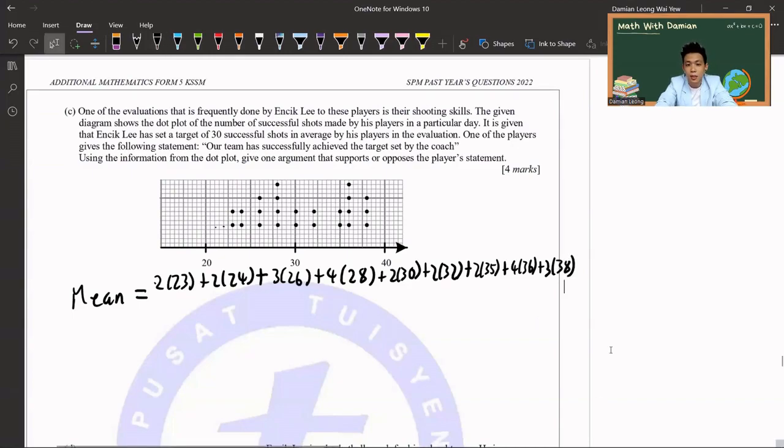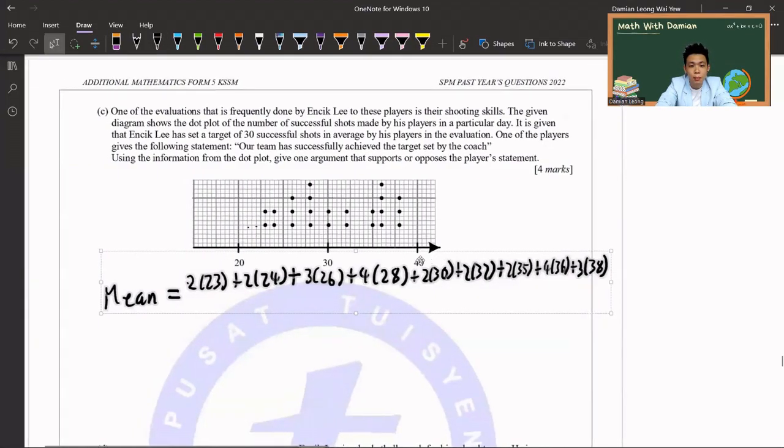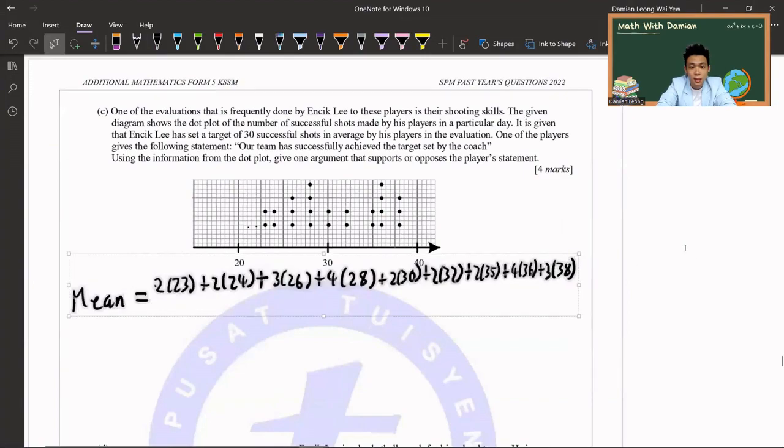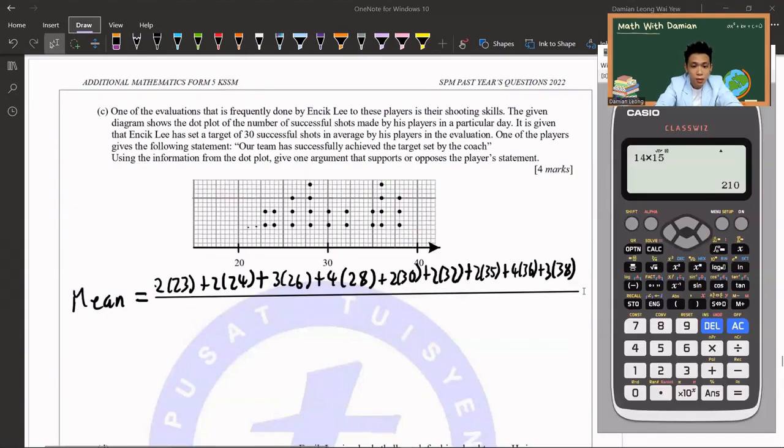Yeah. Divide by the total number of players here. So you can just count the number of dots. 2 plus 2 plus 3 plus 4 plus 2 plus 2 plus 2 plus 4 plus 3. You get 24.